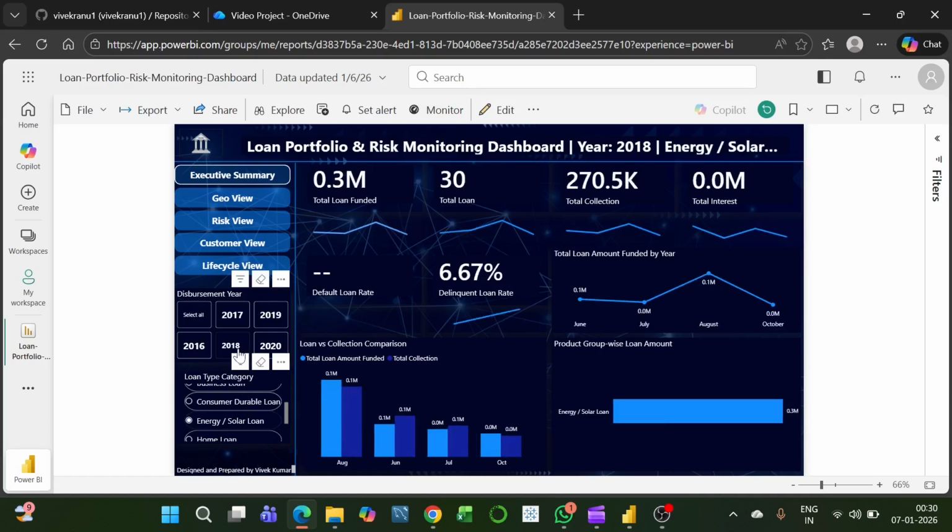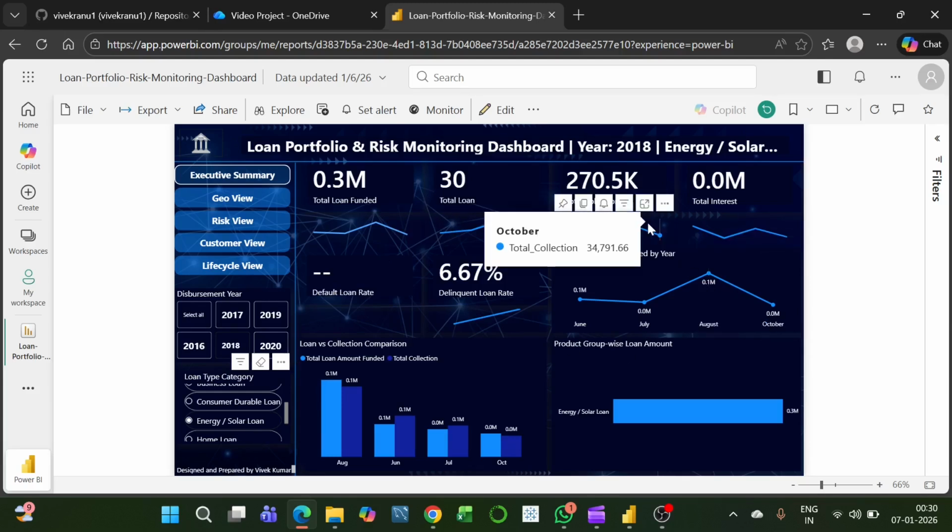In 2018, you notice here that the total loan funded for energy or solar loan is just 0.3 million. The total loan count was 30 and the total collections is 270.5. Here you can clearly understand that the delinquency rate is much higher.